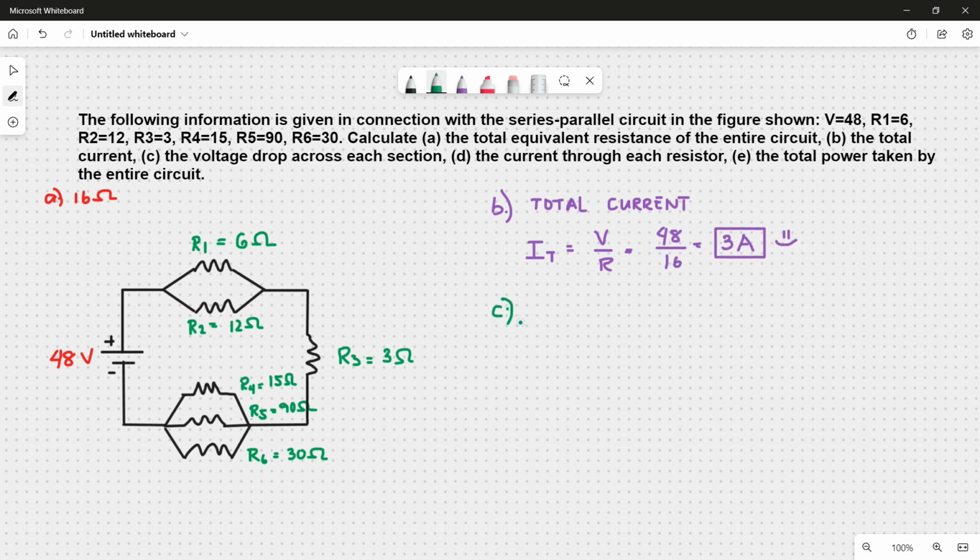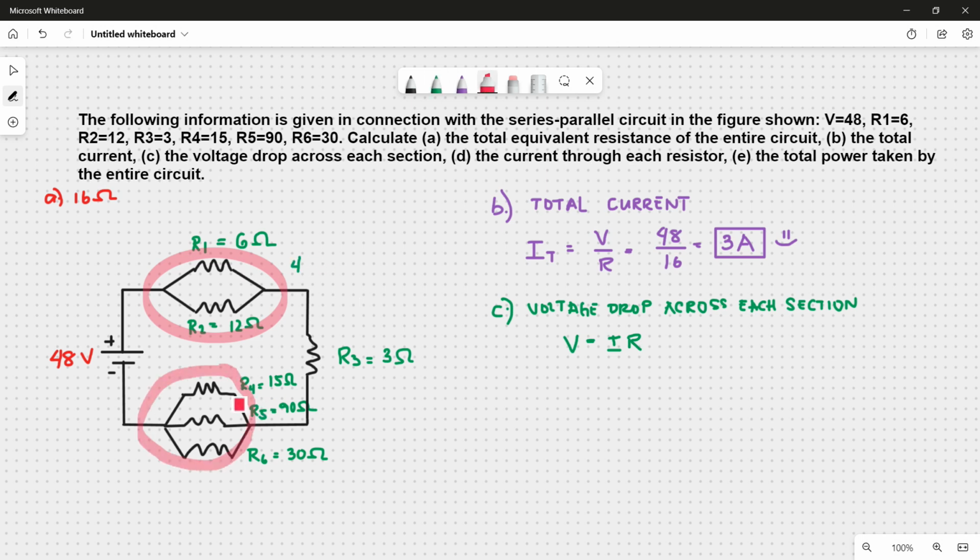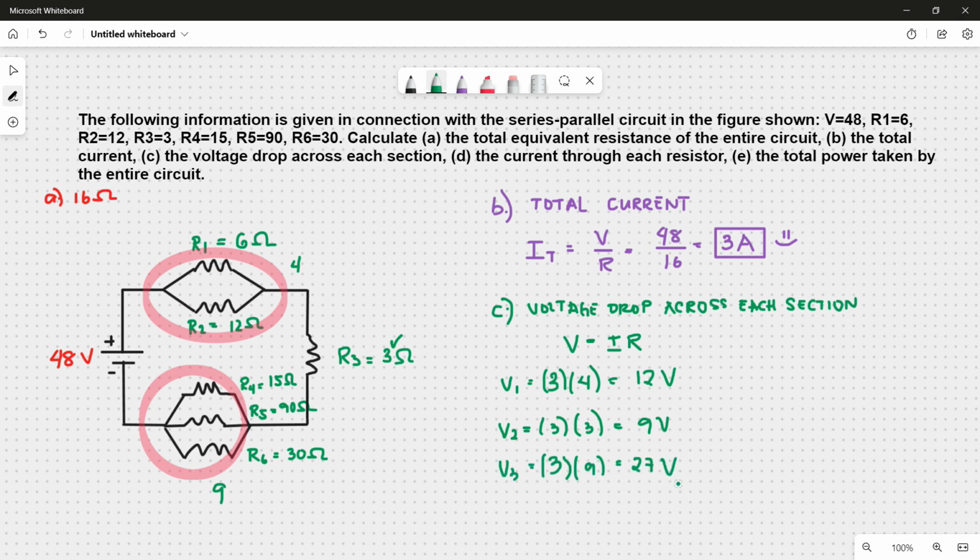For C, we have to find the voltage drop across each section, and so we'll use the formula V is equal to IR. Note that the current we'll use will be the same for the entire circuit, which is 3 amps. Recall that the value we got in this section is 4, and in this is 9. So we'll use that as our value for the resistance. So for the first section, we have 3 amps times 4 ohms, which is equal to 12 volts. This section is 3 amps times 3 ohms equal to 9 volts. And lastly, 3 amps times 9 ohms equal to 27 volts.